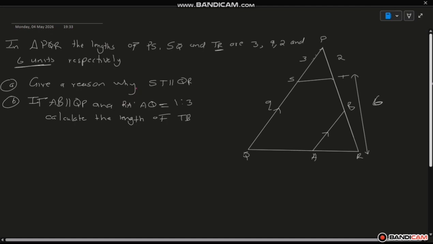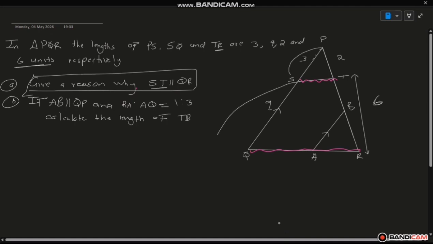Then they're saying to give a reason why ST is parallel to QR. Where's ST? Let's see, this is ST. They want us to show that ST is parallel to QR. It means that PS over SQ must be equal to PT over TR. So that's the converse, or the reverse, of the proportionality theorem.